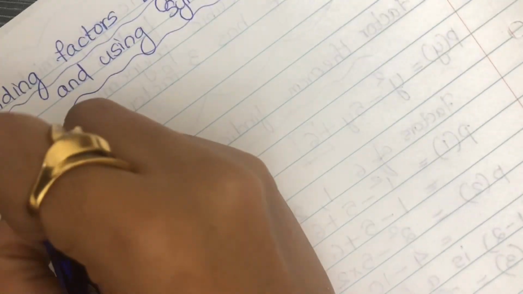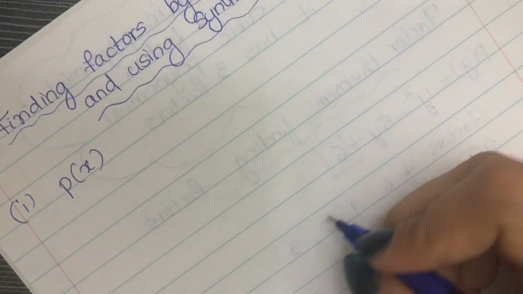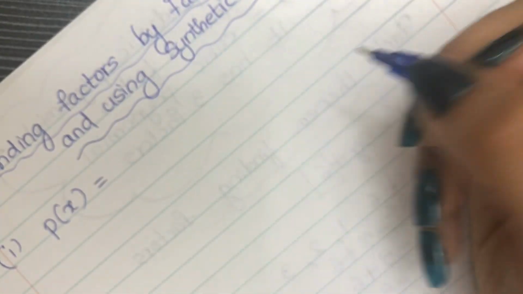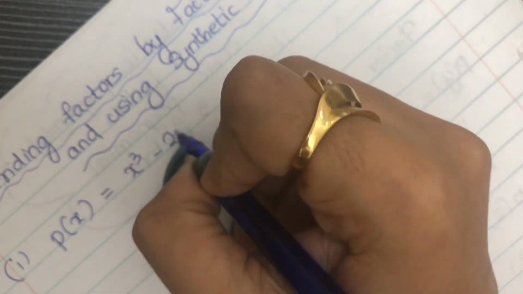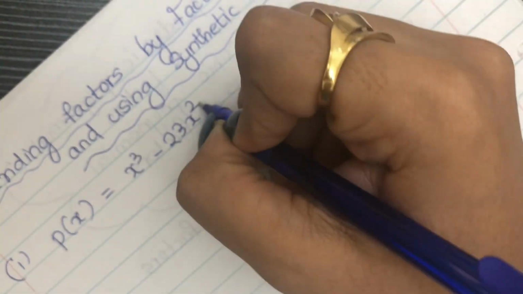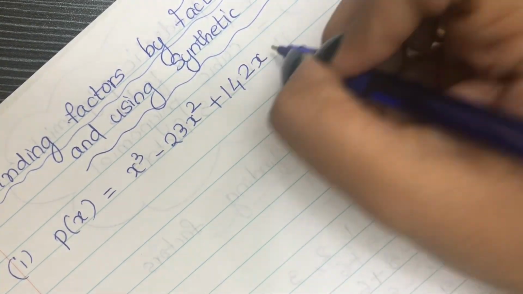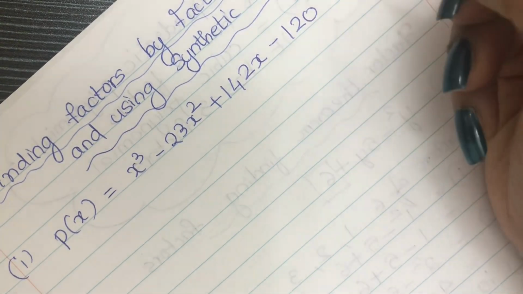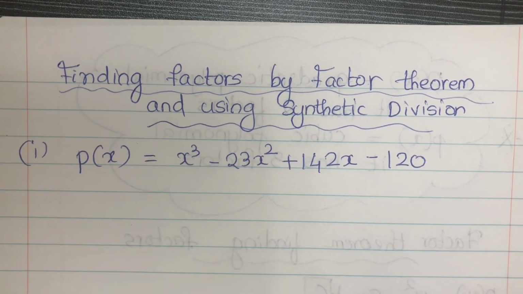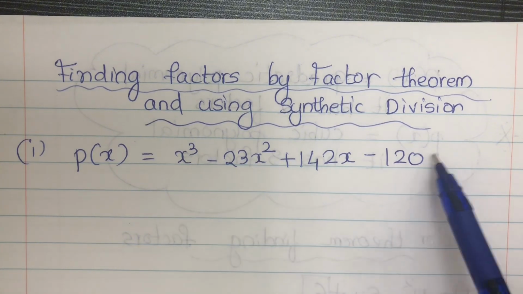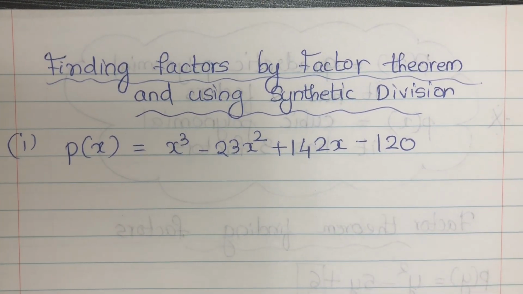Our P of x, which we have to factorize, is x cube minus 23x square plus 142x minus 120. So this is our cubic polynomial. You know the highest degree is 3, so this is cubic. So how many factors will it have? It will have 3 factors.